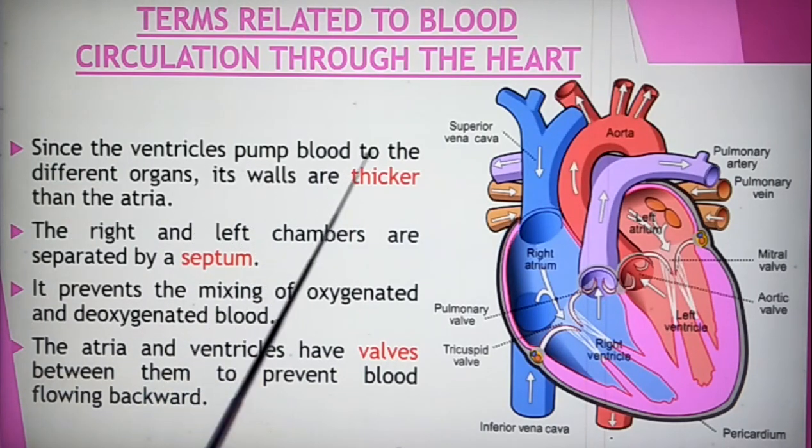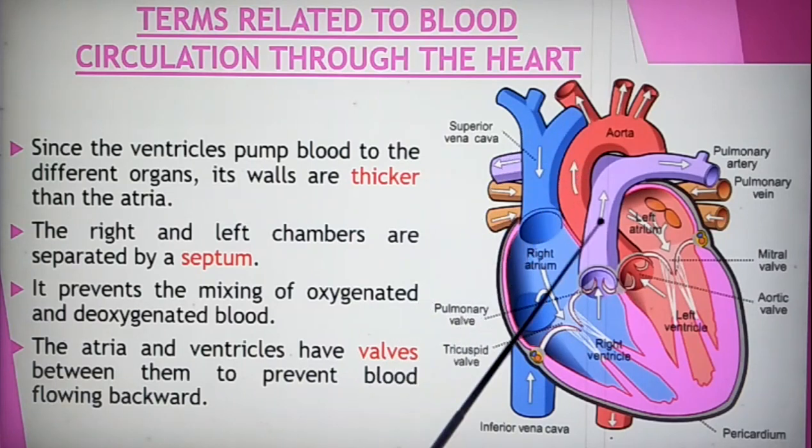Since the ventricles pump blood to the different organs, their walls are thicker than the atria. See the right ventricle and the left ventricle. This is the opening, right ventricle and the left ventricle. Here we could see the walls of these two are very thick. The blood is moving with very heavy force. The walls of the left and right ventricle are very thick compared with the right atrium and the left atrium.